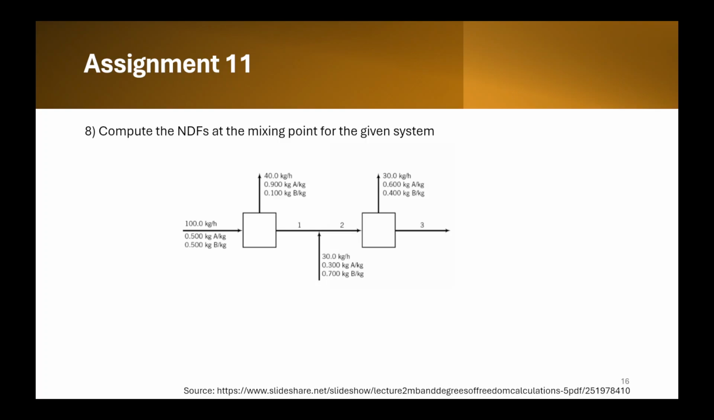Next question. Compute the NDF at the mixing point for the given system. So what is the mixing point here? This is the mixing point. I am drawing it here. This is stream 1, this is stream 2, and this is the stream where we are given 30 kg per hour, and then 0.3 kg A per kg, and 0.7 kg B per kg.